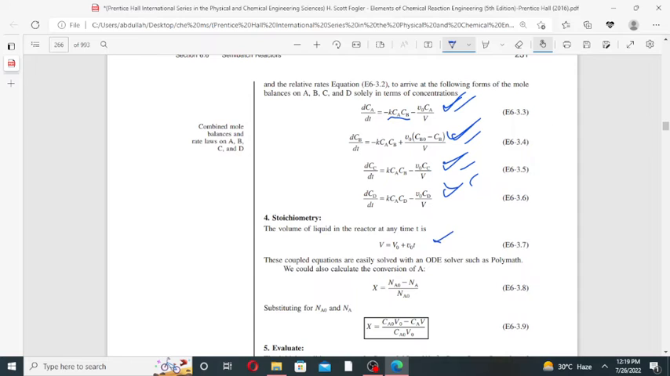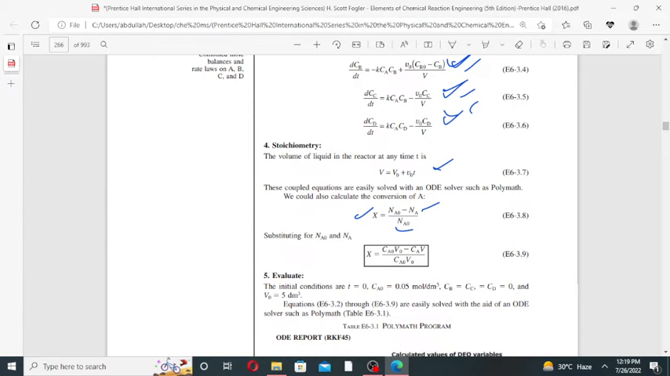Now from stoichiometry we can get the conversion of A, where Na naught is the initial mole of A in the reactor, and Na is the mole of component A at any time in the reactor. And V is equal to V naught plus v naught into time. This is the volume of the reactor at any time. With the passage of time, the volume of the reactor will increase, because B is entering the semi-batch reactor.